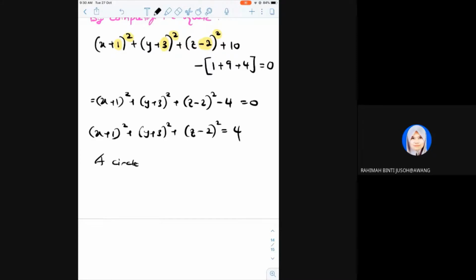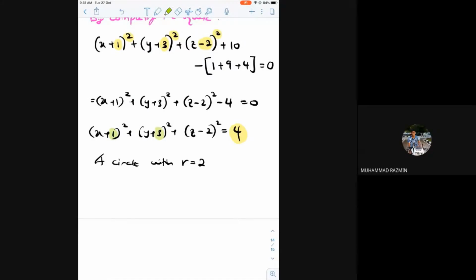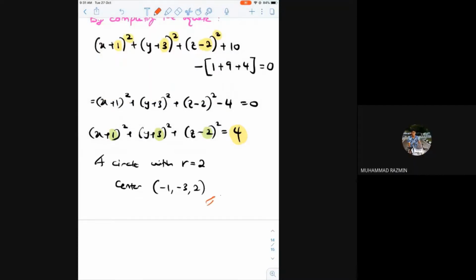a circle with r equals to what? 2. Okay, well done. R equals to 2. And then how about the center? Center is negative 1, negative 3, and negative 2. Yes. So the center is negative 1, negative 3, and negative 2. That's it. Understand, guys? Okay, well done. Good. So, next question.